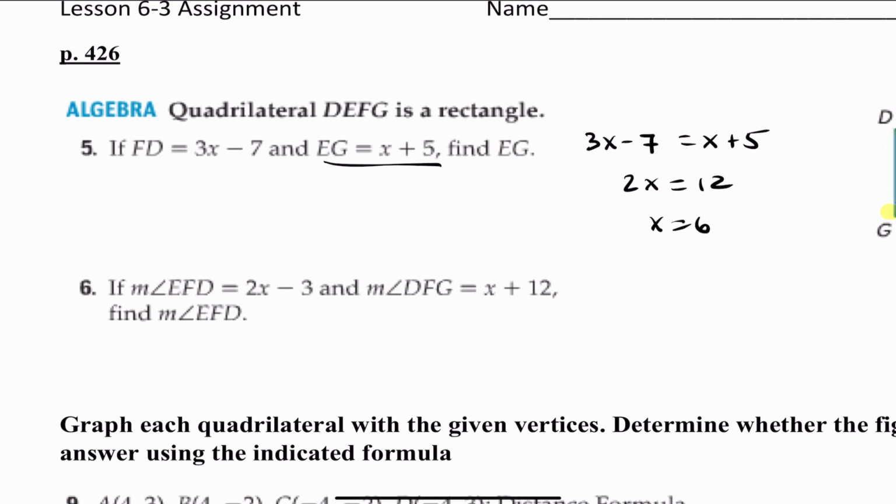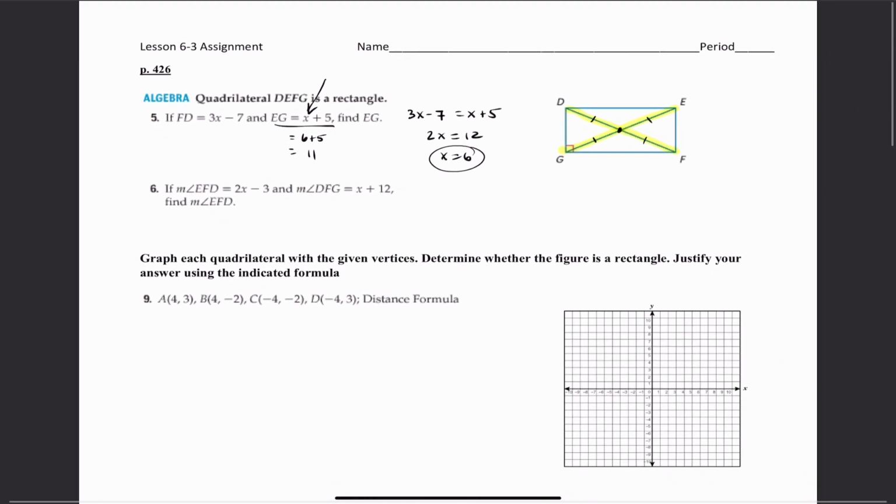So what does this mean? Well, I know x is equal to 6, so I'm going to plug it in. So it's 6 plus 5. That's going to give me 11. EG is 11. Okay?